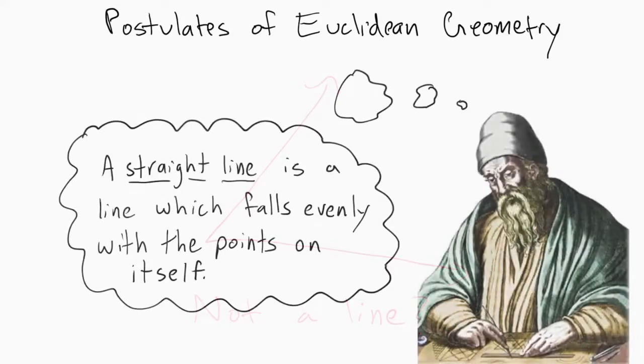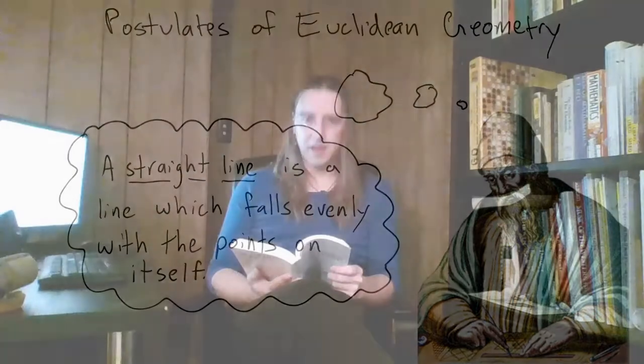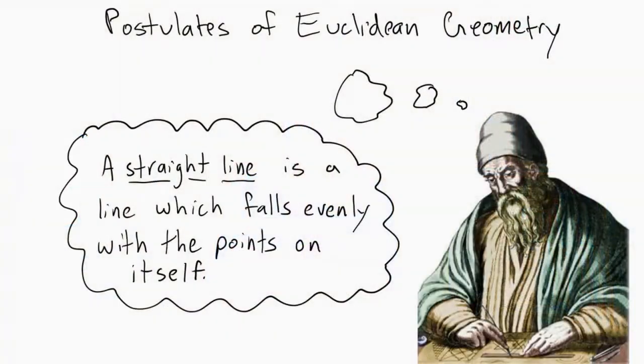Euclid says that a straight line is a line which falls evenly with the points on itself. A line that falls evenly with the points on itself. And if you're interested, he defines a line to be a breadthless length. So a straight line then is a breadthless length that falls evenly with the points on itself. Does that sound a little vague to you? Yeah, me too. The truth is that despite Euclid's best efforts to codify our intuition on this, we really haven't assumed anything so far that says that lines are straight.